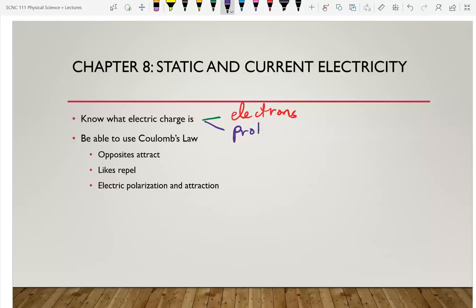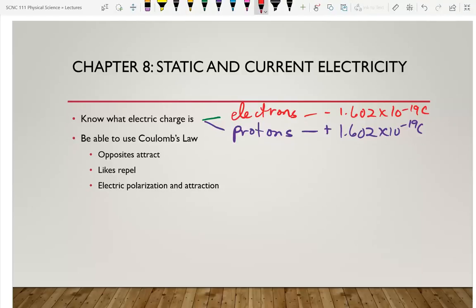Protons. Protons have a positive 1.602 times 10 to the minus 19 coulomb charge. Electrons have a negative 1.602 times 10 to the minus 19 coulombs. It'll be on the equation sheet, probably, but you definitely need to know electrons have a negative charge, protons have a positive charge, and the magnitude is the same. You have to know those things.